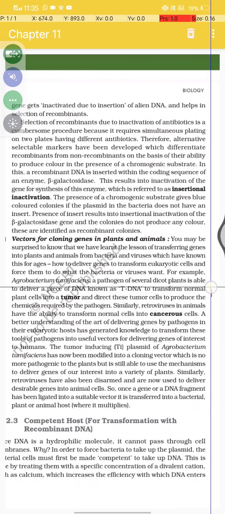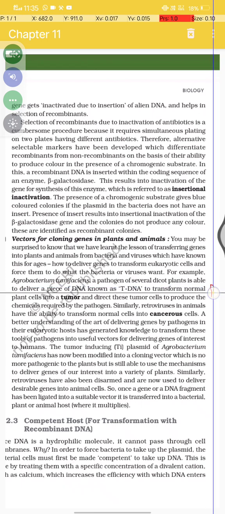Agrobacterium tumefaciens, a pathogen of several dicot plants, is able to deliver a piece of DNA known as T-DNA to transform normal plant cells into tumor cells and direct these tumor cells to produce chemicals required by the pathogen. Similarly, retroviruses in animals have the ability to transform normal cells into cancerous cells.